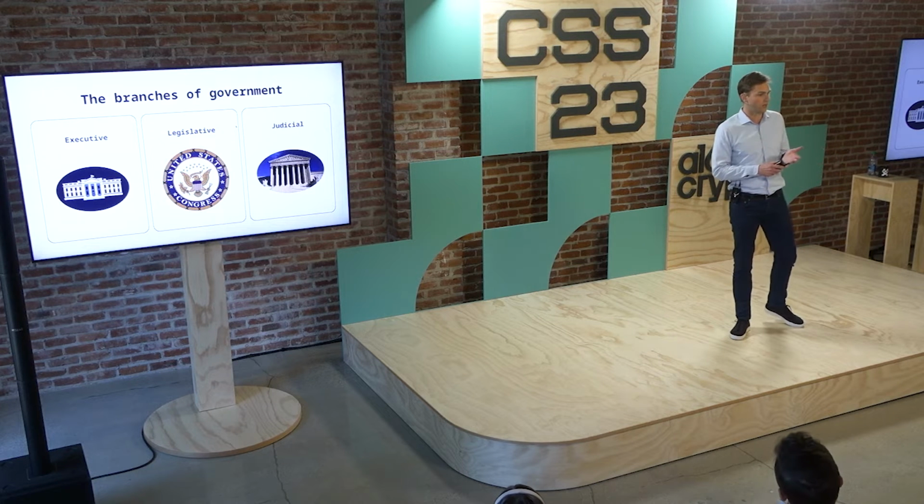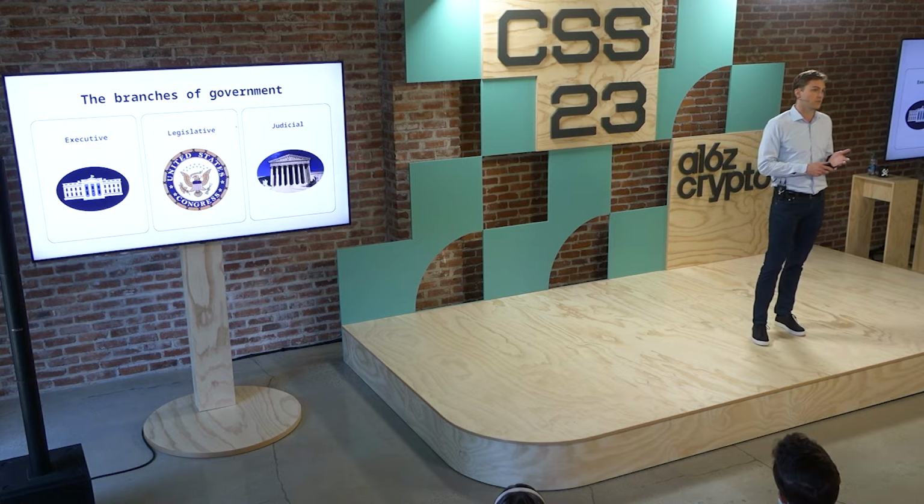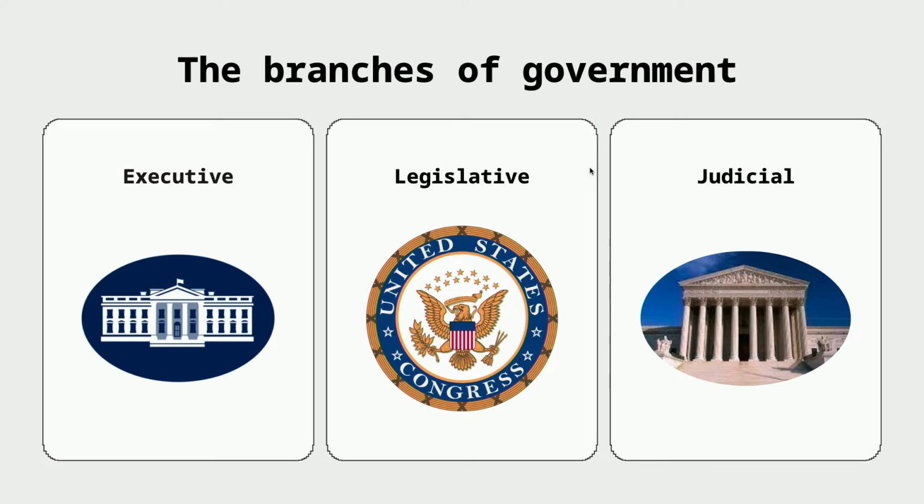You've got the legislative branch that has the ability to write laws. You've got the executive branch, which enforces the laws, and the judicial branch, which interprets the laws. So think Congress, the White House and executive agencies, and then the court system, including the Supreme Court.